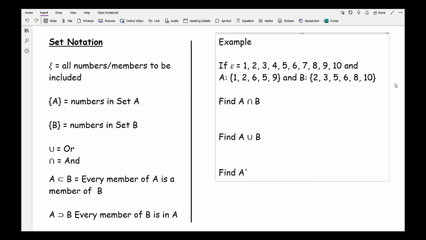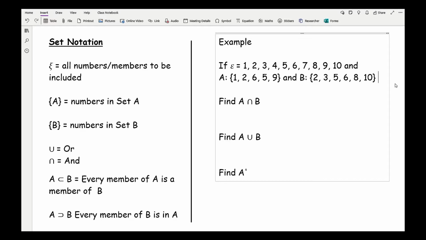Now we represent sets with curly brackets. They don't need to be curly brackets, but we try to differentiate them from normal brackets so we're not getting confused with BIDMAS. So we can have multiple sets. You don't have to just have set A, set B, they could be labeled anything, and you can also have an infinite number of sets. Now this little U symbol, which looks a bit like a shoehorn, basically means or. So the numbers or members that appear in any of the groups will be included in that statement.